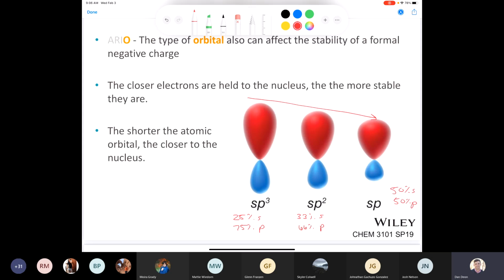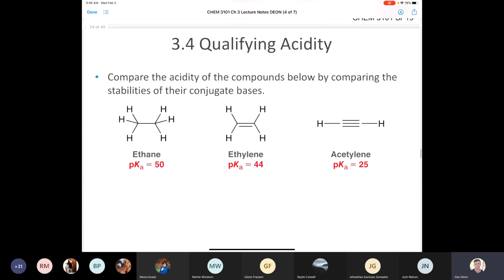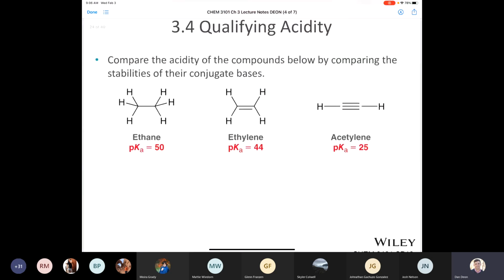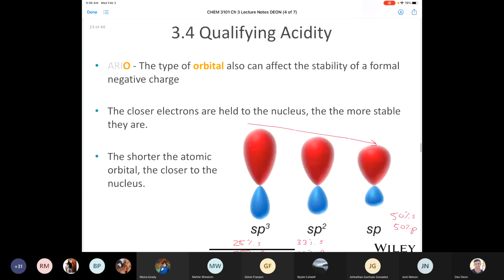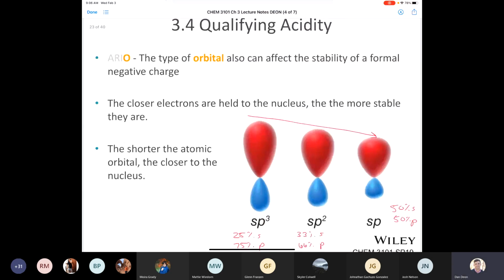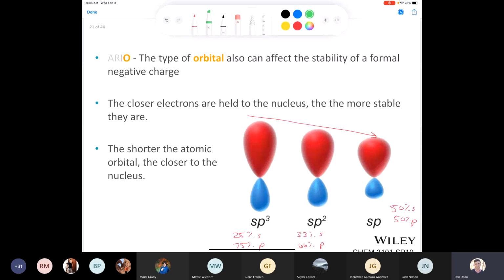And you're like, okay, Mr. Dion, I get it. I understand orbital size. You went over that in the first chapter. What's that got to do with the stabilization of a conjugate base? And the answer is shown right here. Okay. Did I not write it on here? Yeah, here we go. Okay, sorry. It's right here. Here's the answer. The closer the electrons are held to the nucleus, the more stable they are.